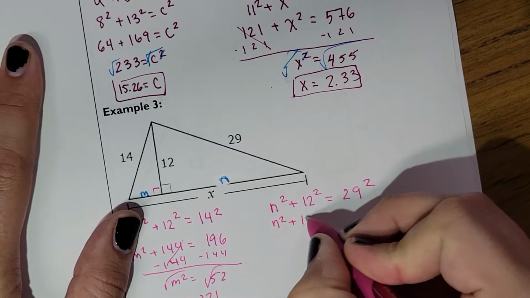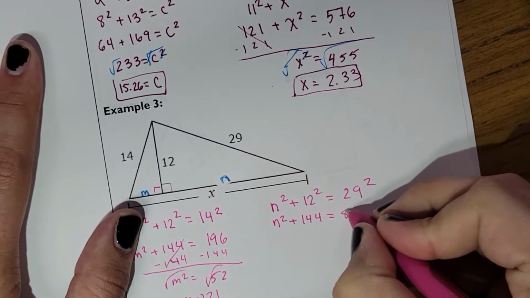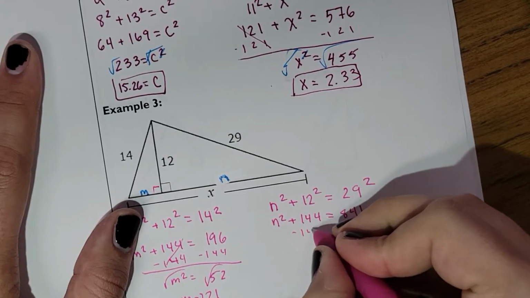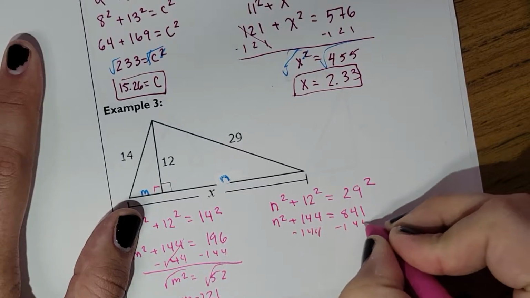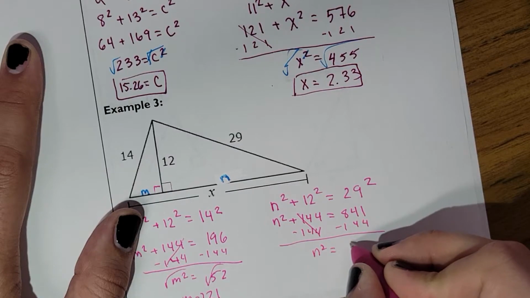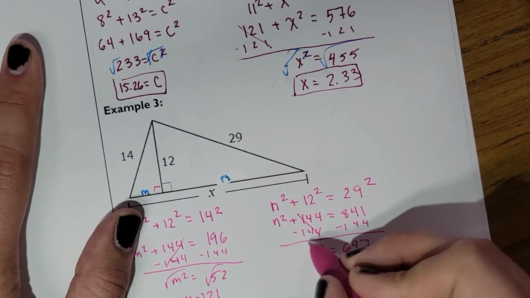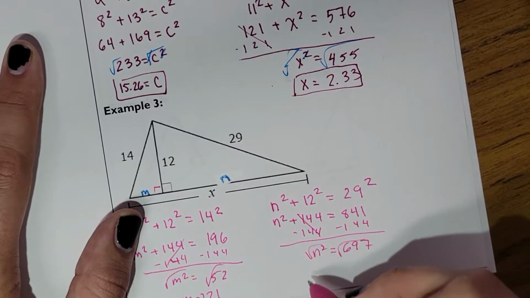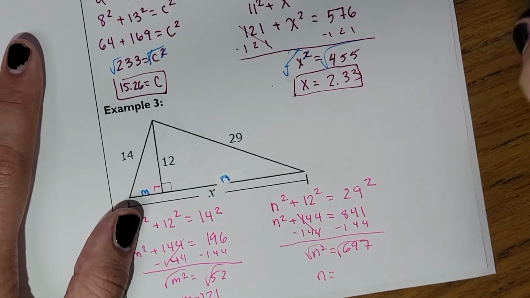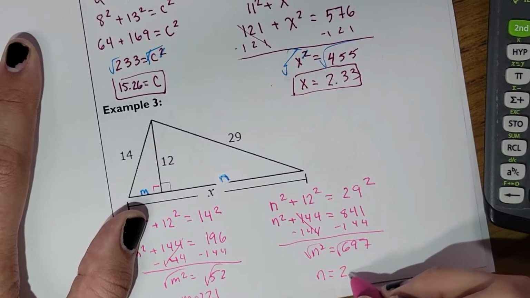Over here, working through my n. N squared plus 144 equals 29 squared, which is 841. Subtract my 144 from both sides, so minus 144, minus 144. Again, this cancels and I bring down my n squared, and I get 697. And lastly, square root both sides. That will cancel out the squared off of n. And the square root of 697, put that in, I get 26.40. So 26.4, we don't have to put the 0 at the end.